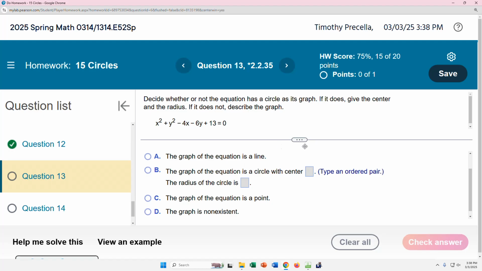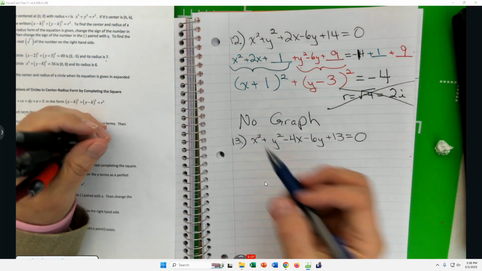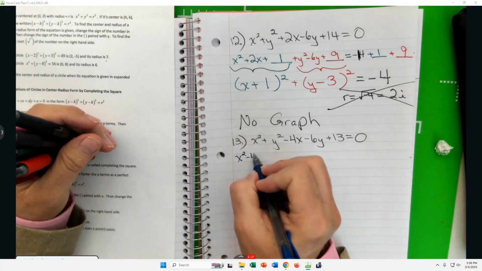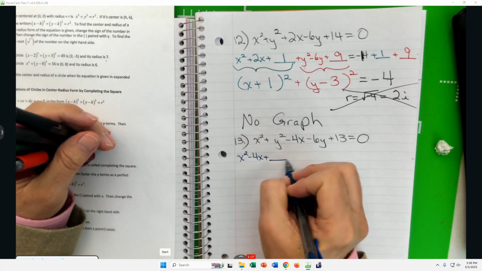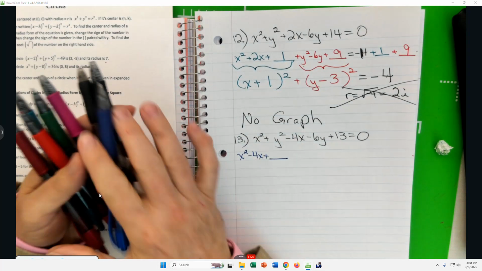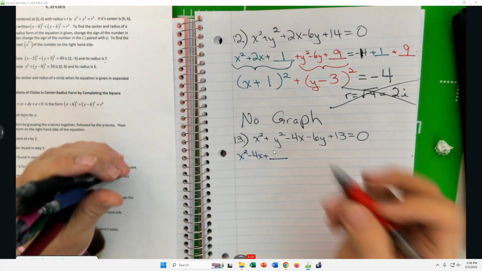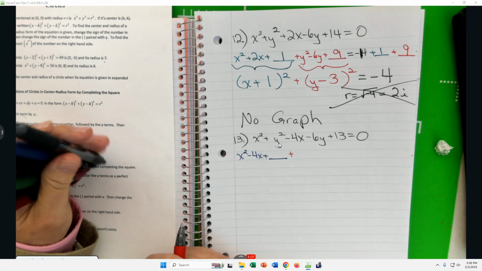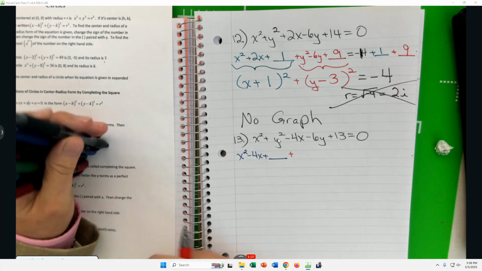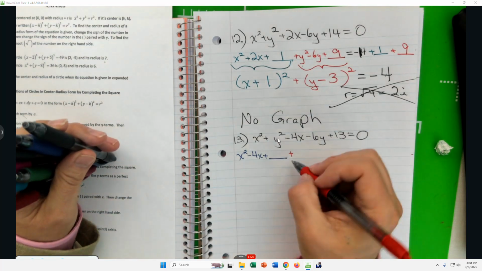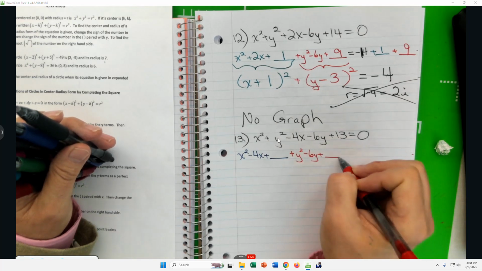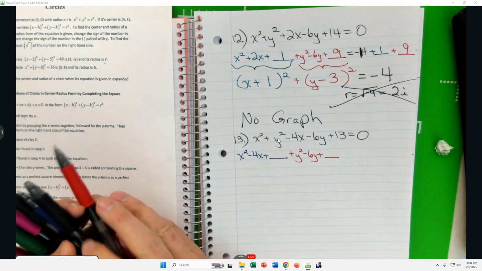Okay. Let's switch to my paper. Group the x terms together. X squared minus 4x plus, skip some space. Now what am I going to do? What will I do next? Right, group the y terms together. Y squared minus 6y plus, skip some space.